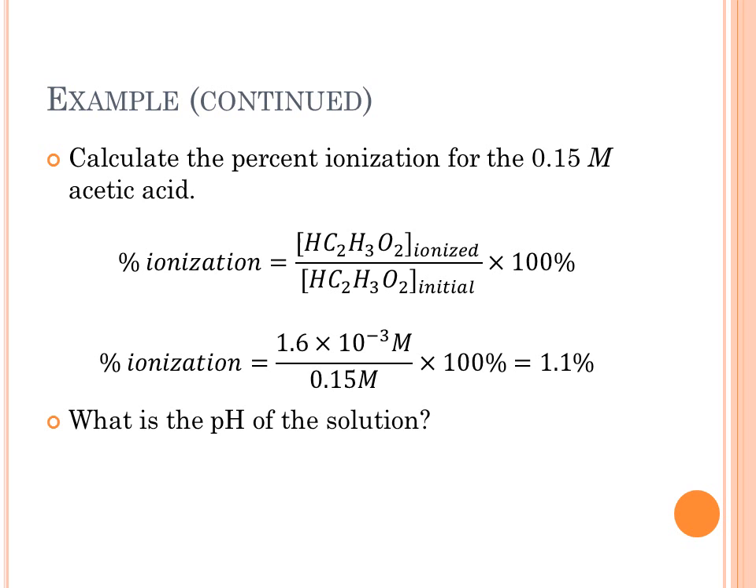If we want the pH of the solution, we just take the negative log of our hydronium ion concentration, which was 1.6 times 10 to the negative third molar, and that gives a pH of 2.8.